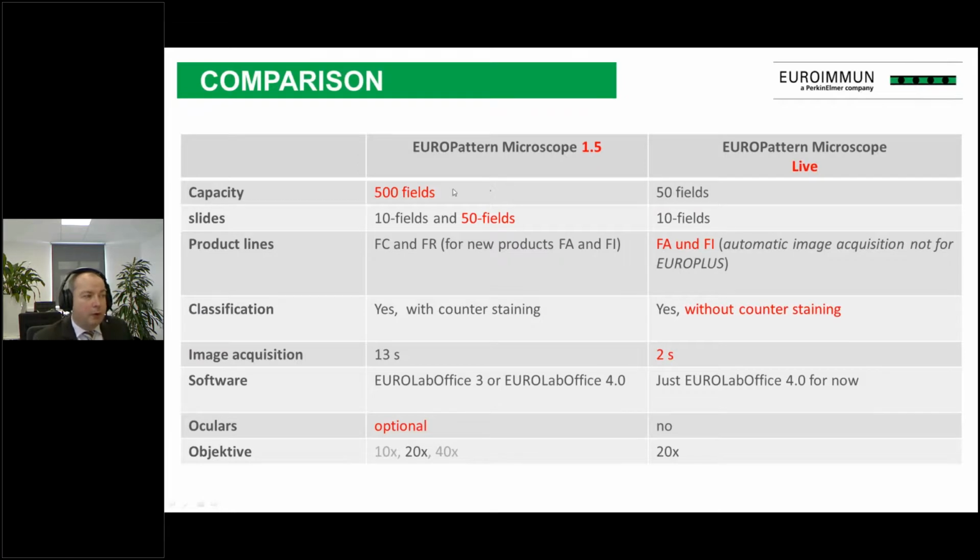For the first system, capacity is very huge and very important, and the variability of the slides. Also, oculars are optional and there are different kinds of objectives. In this case, we work without counter staining with normal kits, and we are much faster. But please do not forget, this 13 seconds was the fastest system on the market before EUROPattern Microscope Live was introduced, and here now we are more than 6 times faster.